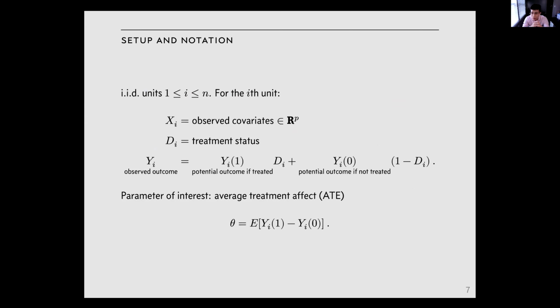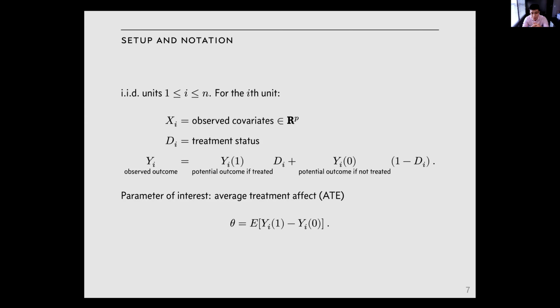So we have IID units, and they're indexed by 1 up to n. And for the ith unit, I have several quantities. First of all, I have some observed covariates when I design the experiment, and I call them Xi. And then I have the treatment status of each unit or each individual, and I will denote that by Di. Once you run an experiment, you will see the observed outcome, which is called Yi. And this Yi is going to be a function of your treatment, which is Di, but also two potential outcomes. So Y1, which is the potential outcome if you're treated, and Y0, which is the potential outcome if you're not treated.